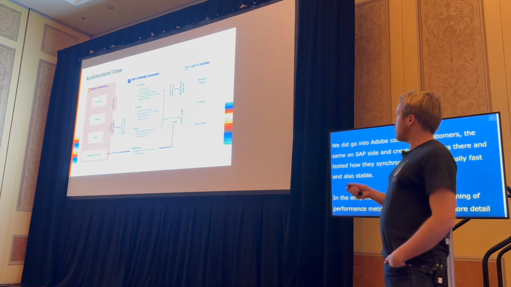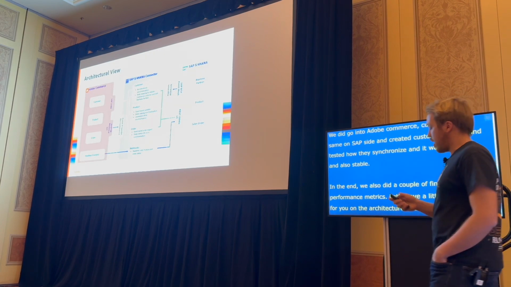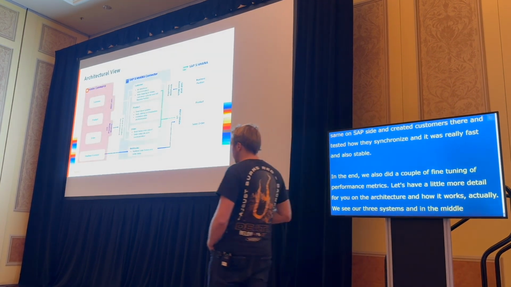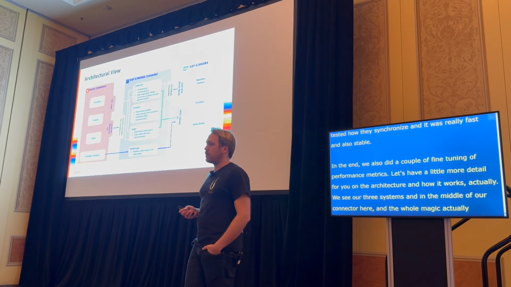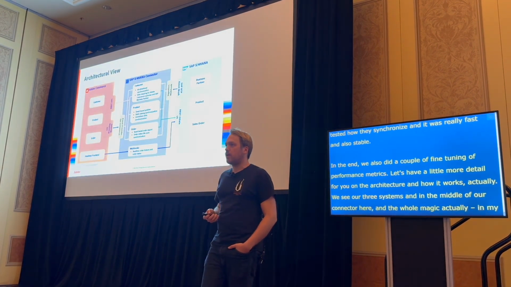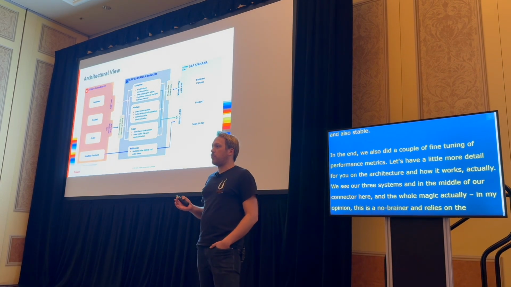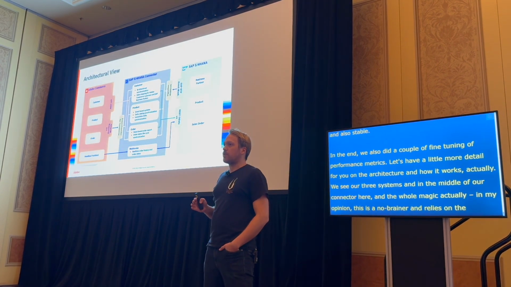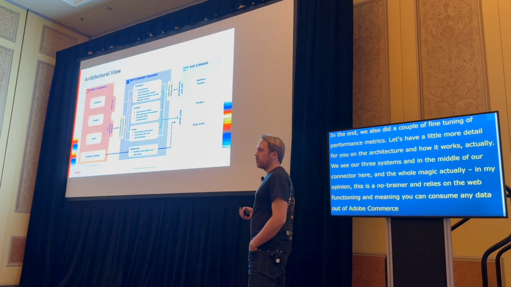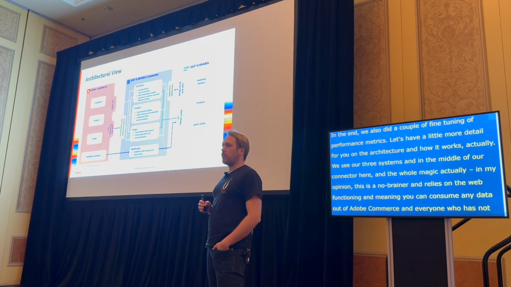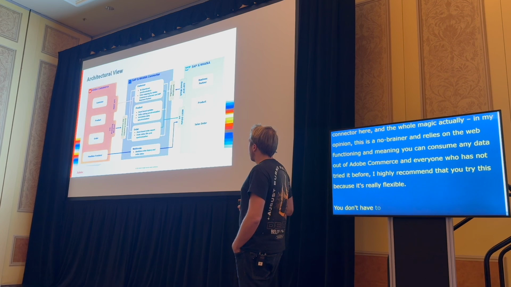We see our 3 systems, and in the middle, our connector here. And the whole magic actually, and in my opinion, this is a real no-brainer, relies on the eventing functionality as well as the webhook functionality, meaning that you can consume any data out of Adobe Commerce. So everyone who has not tried it before, I highly recommend that you try this because it's really flexible. You do not have to program any PHP line at all. It's highly configurable, and you can get any data you want.